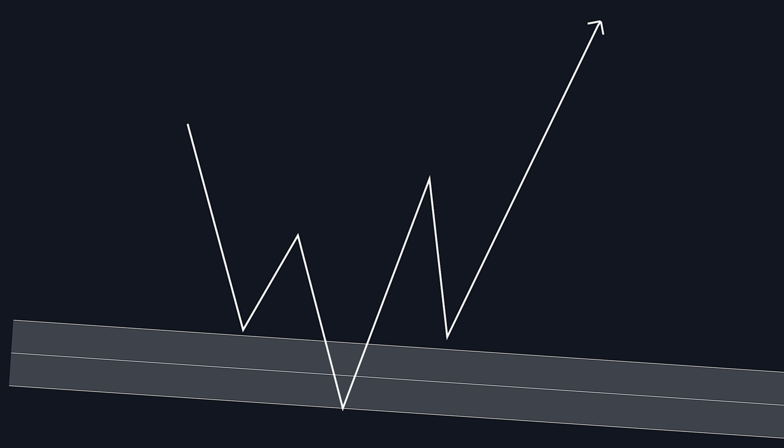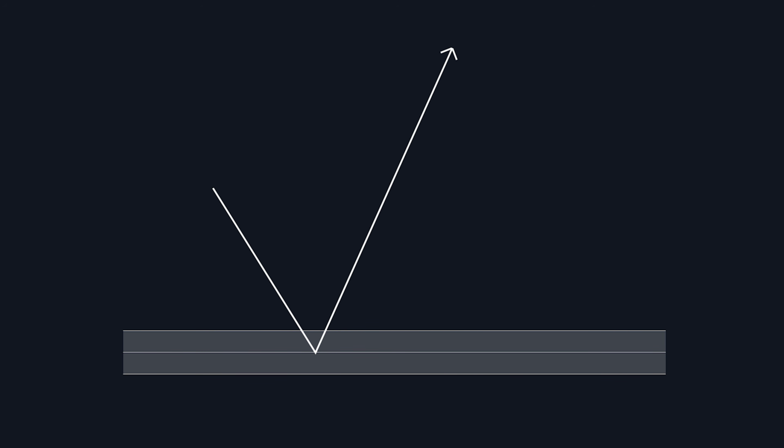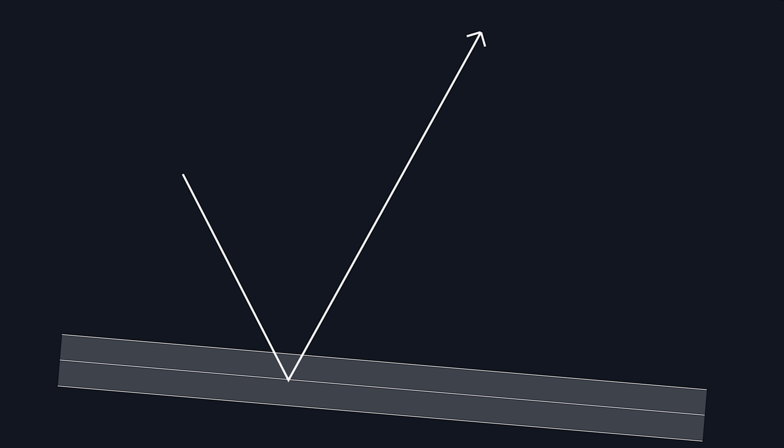Alright, so there are two types of entries for this strategy. There's the regular old risk entry, then there's the confirmation entry. So first is the regular old risk entry. The risk entry is the slightly riskier entry, hence the name.